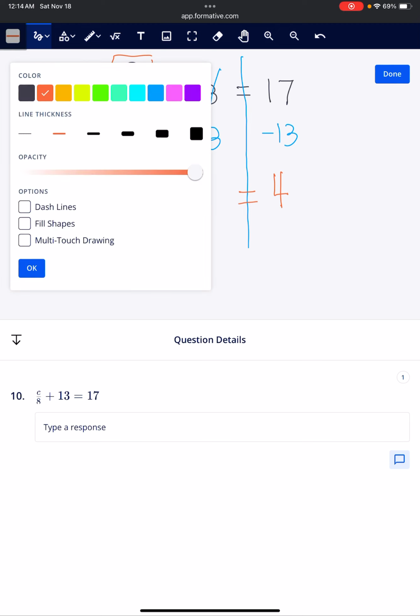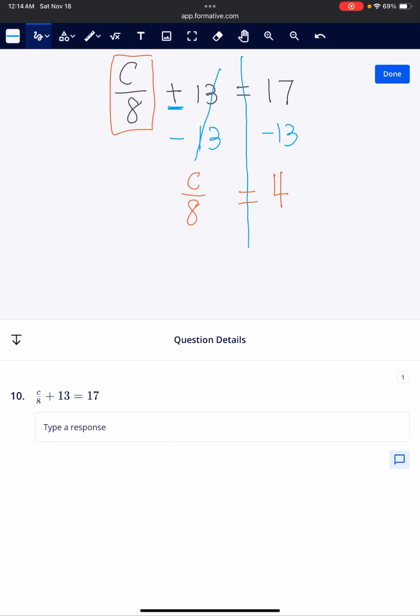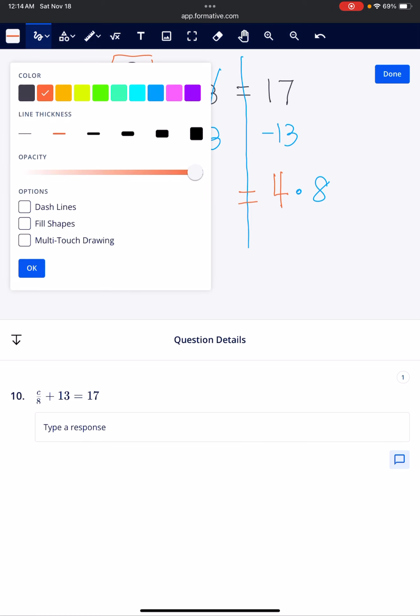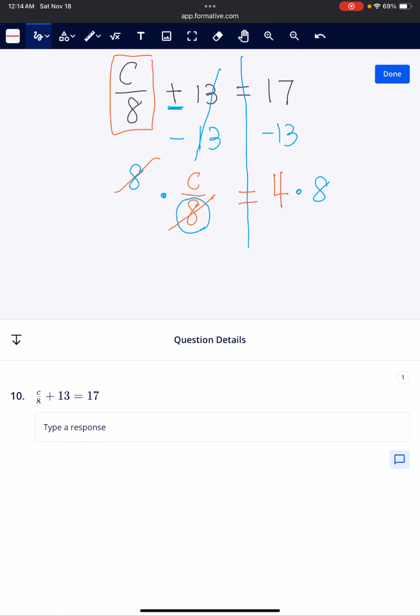Now you're going to try to remove the bottom, 8. c is divided by 8. To get rid of 8, you need to multiply by 8. Then you can get rid of 8. You'll be left with just the variable, c equals 32.